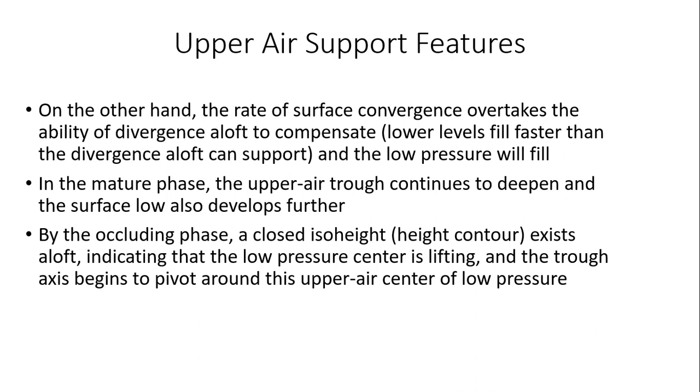So on the other hand, now what happens when the rate of surface convergence overtakes the ability of divergence aloft to compensate? So now we're saying that the lower level convergence is stronger. This is now stronger down here. In the low levels, the converging air is stronger than, I'm going to use these arrows, the magnitude of the arrows represent strength. So I'm going to draw shorter arrows aloft. So these arrows at the surface, the low-level convergence arrows, they're much longer. So imagine it's a vector and it's longer in size. That indicates a greater magnitude.